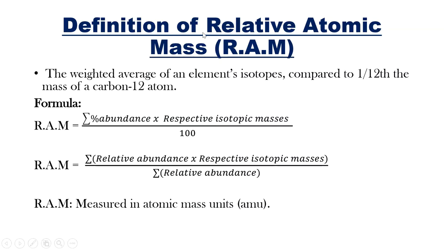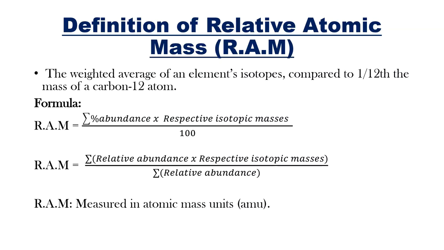Now, what is the definition of relative atomic mass? You recall we are looking at determining relative atomic mass and also determining the accurate relative atomic mass. So I'm saying that relative atomic mass, which we are summarizing as RAM, is the weighted average of an element's isotopes compared to a 12th the mass of carbon 12. So that is a simple definition of relative atomic mass. We are saying that it is compared to the mass of carbon 12.